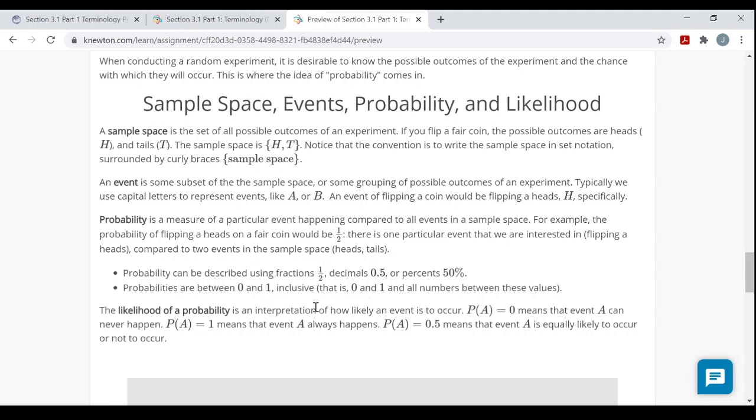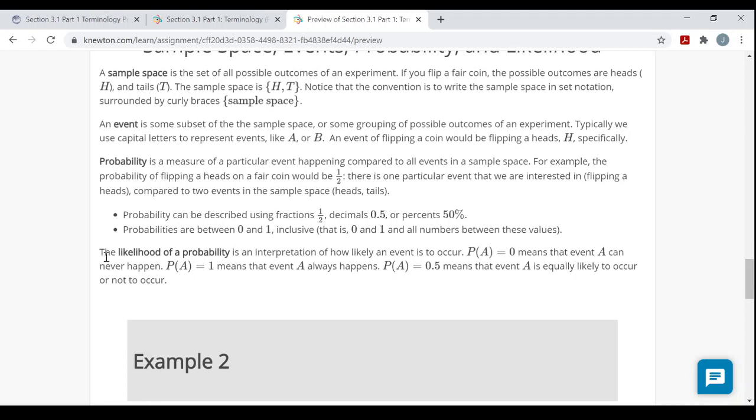And then finally here, the likelihood of a probability is an interpretation of how likely an event is to occur. So this notation here with the capital P, and then in parentheses you have capital A, this is the probability of event A. When you see this capital P in front of parentheses like this, it is probability. So what's the probability of event A occurring?